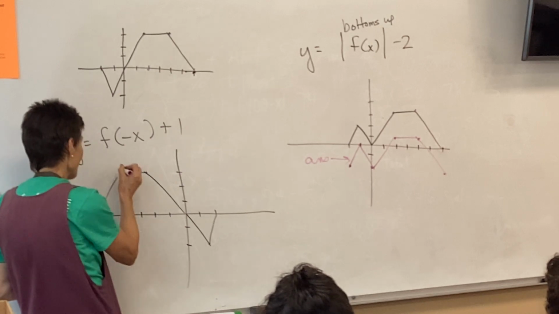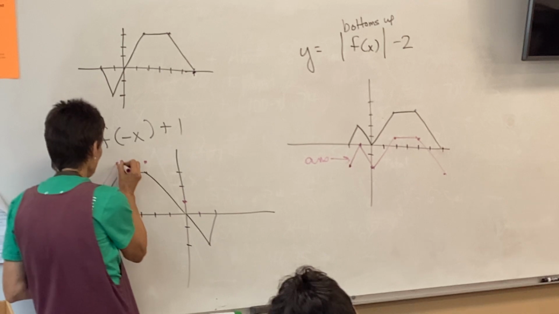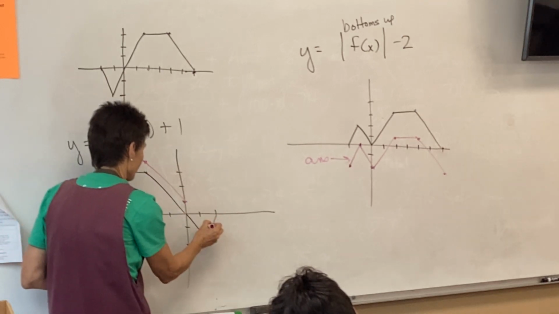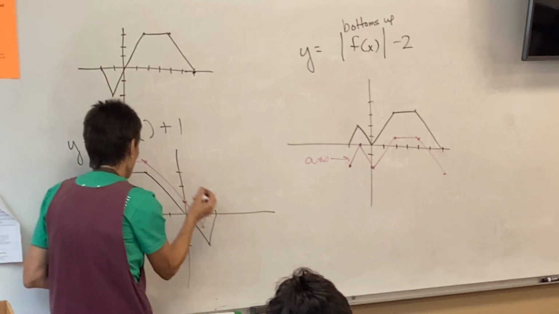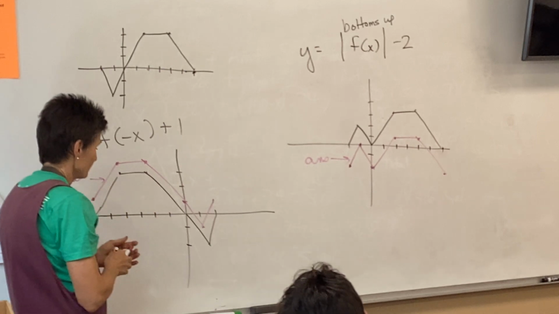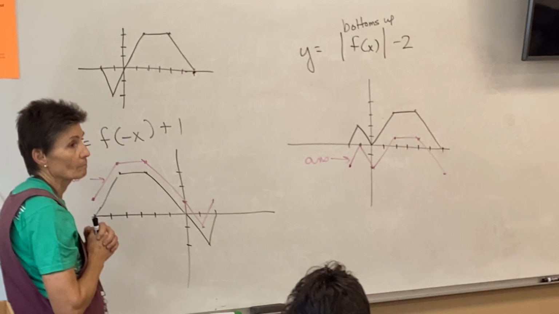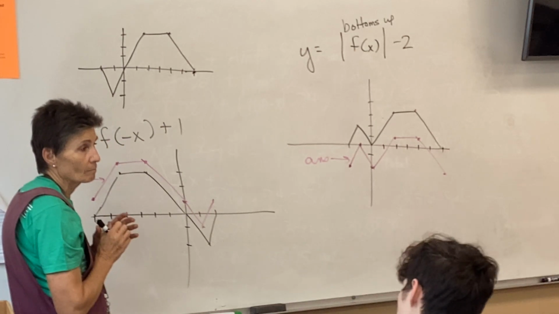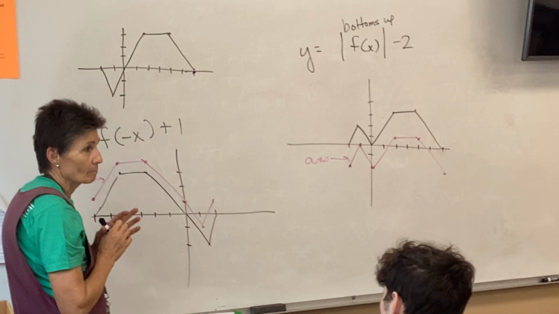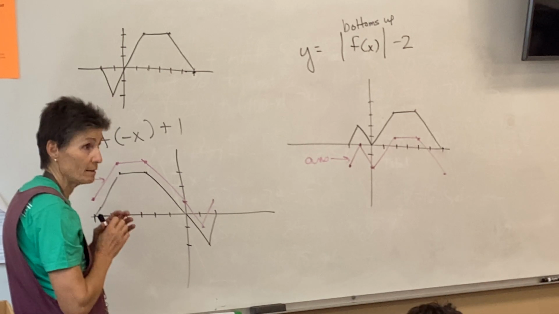On the graph paper, that makes it so easy. Just everything comes up one block. And the pink is going to be my answer. You have a test coming up, so you're going to have to be able to do this, right?